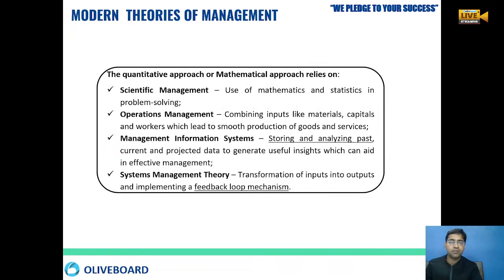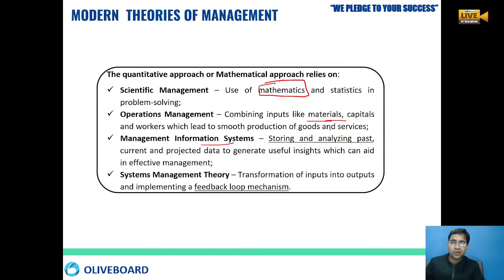Whenever we talk of the quantitative or mathematical approach, we are utilizing mathematics in the management process. We are using data and numbers to find out statistics and check for problem solving. We utilize inputs like material and capital, and then check whether we will be able to run the goods and services properly and smoothly or not.